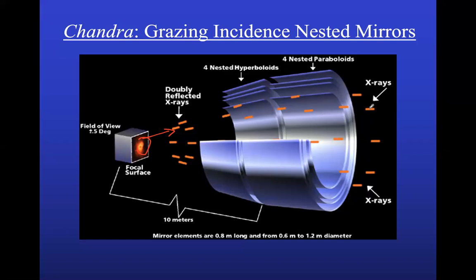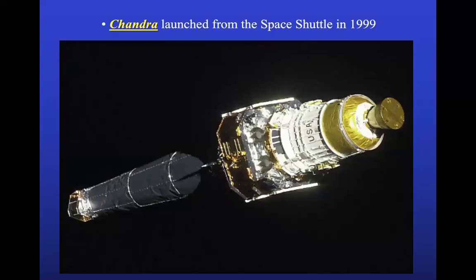So don't think that this works the way optical telescopes work, right? Because it's hard to get these rays reflected, so they are using a different mechanism. And this is just an image of when Chandra was launched in 1999. So the Chandra X-ray telescope is a very, very popular one in space for X-ray observations.